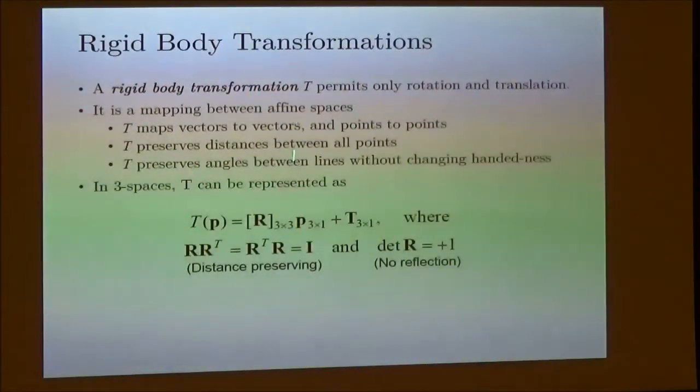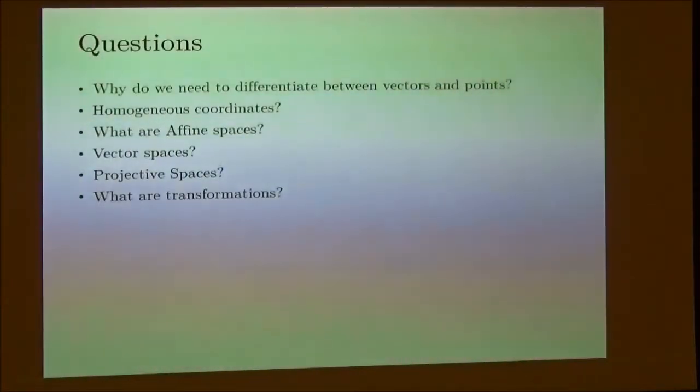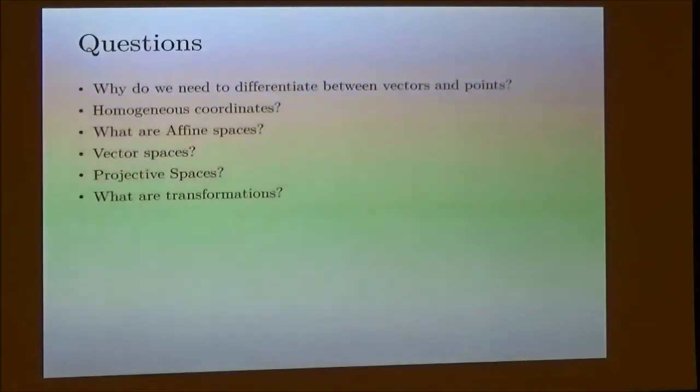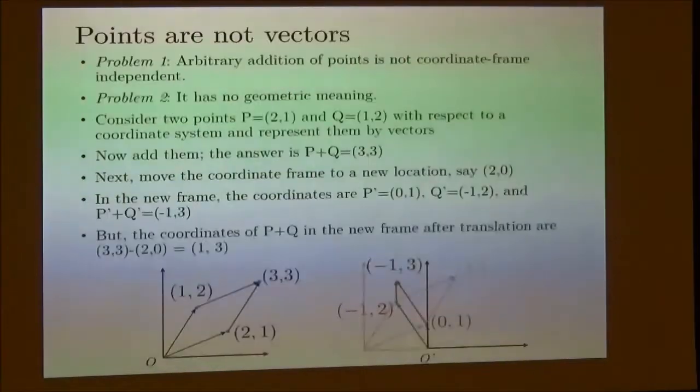But there are lots of new terms over here, and we need to talk about them, what the points are, what the vectors are, and how we differentiate between them. We talk about homogeneous coordinates and introduce that, and a lot of other speakers will also talk about homogeneous coordinates. Affine spaces, what are the vector spaces, projective spaces, what are the transformations? So let's get through some of these basics.